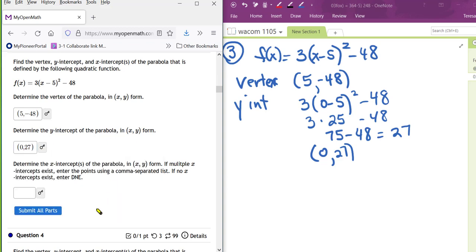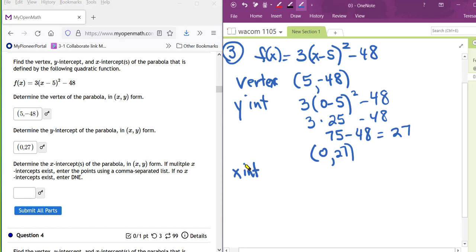Right, the x-intercepts are harder to find, and some of these are nice on the calculator, some of them are not. This one would have been okay on the calculator. Actually, it would have been hard on your calculator because of where your vertex is. That's going to be way out of your range. So let's do the x-intercept by hand on this one.